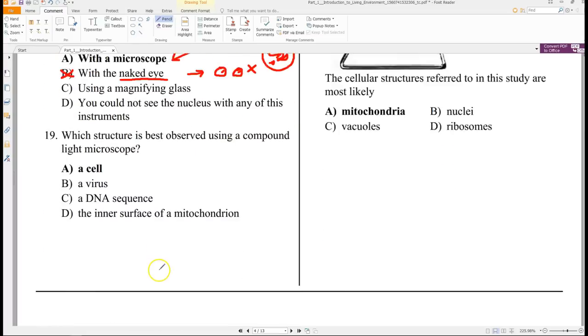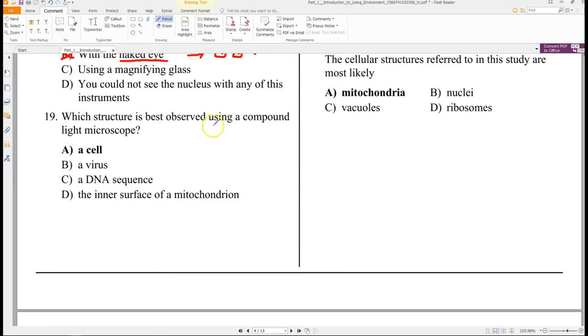That's it. Moving on. Which structure is best observed under a compound light microscope? Again, subscribe to my channel because I'm going to post a video specifically just about the microscope. That's going to be a pretty short video, probably like a 5 to 10 minute video. So just follow along with me, and then you can go to those videos and check out the compound microscope. So which structure is best observed using a compound microscope? The best structure is the cell.